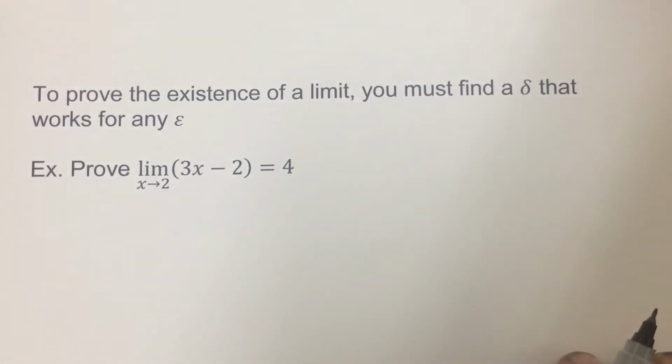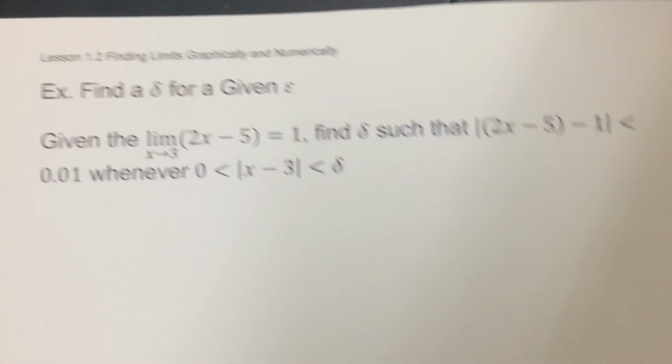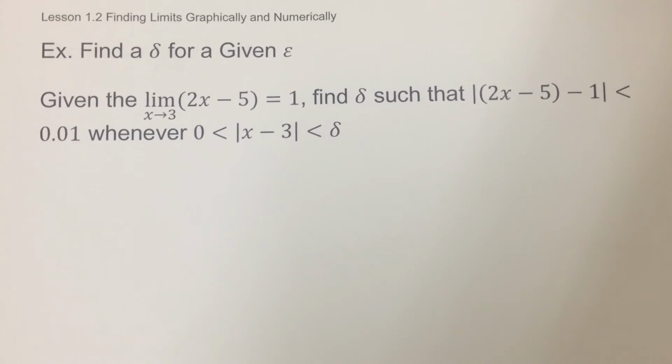So the problems you're going to have to work out will be like this. In this case, you're going to need to find a delta for a given epsilon. So they're going to give you what epsilon is. So given the limit of 2x minus 5 as x approaches 3 is 1, find the delta such that the absolute value of 2x minus 5 minus 1 is less than 0.01, wherever 0 is less than the absolute value of x minus 3, which is less than delta. So here they're setting up those equations already.